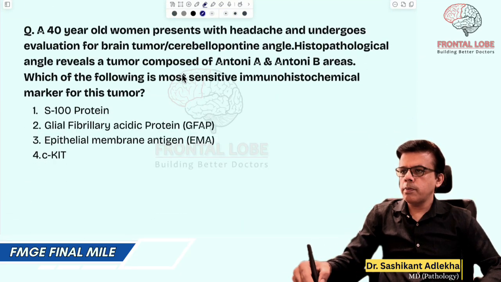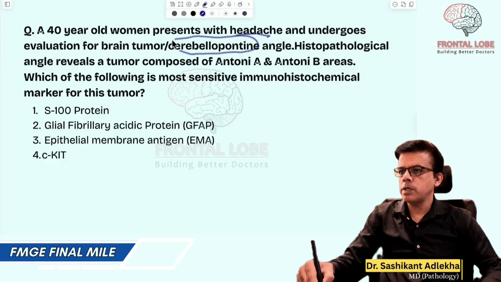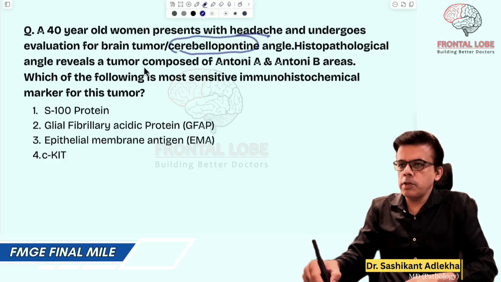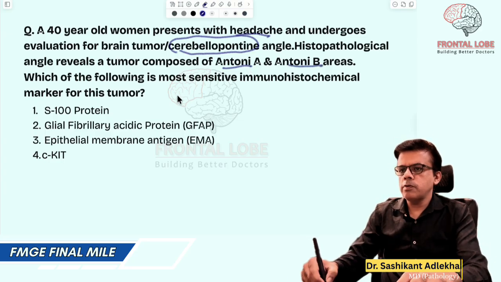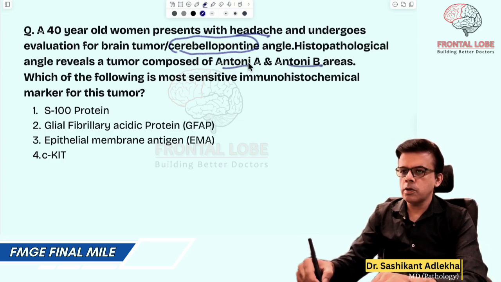So a 40-year-old woman presents with headache and undergoes evaluation for brain tumor, and there is a CP angle tumor. Histopathological examination shows the tumor composed of Antoni A area and Antoni B area. Which of the following is the most sensitive immunohistochemical marker? So this is the question.